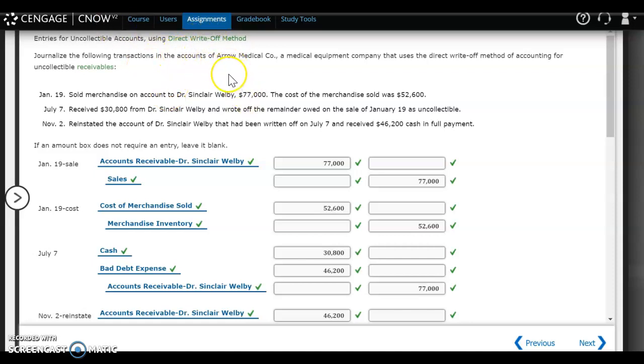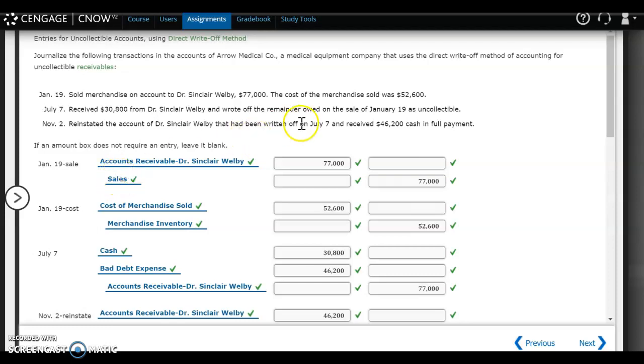Okay, so this is the direct write-off method. All right, so we'll get to what that means in a second. But anytime you make a sale on account, instead of debiting cash, you're not getting cash yet, so you debit accounts receivable and you credit sales. That's the entry you make when you make a sale on account.